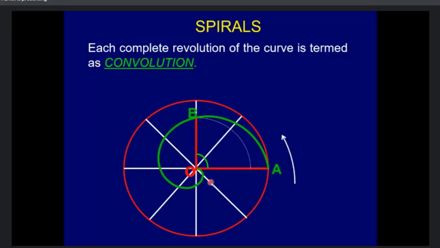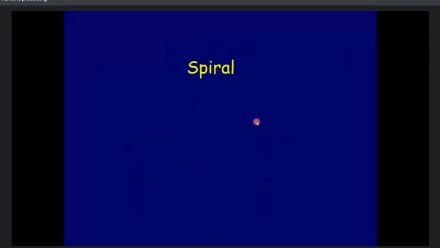Each complete revolution of the curve is termed a convolution. There is one more term here, convolution. So we will not call it a revolution. If a disk completes one revolution, then we'll call it a convolution. As you can see here, it's one convolution. A spiral can be divided into three types: Archimedean, logarithmic, and spiral for clocks, semicircle, quarter circle. Here we are more interested in the Archimedean spiral. We are not going to study the logarithmic and the other types of spiral.